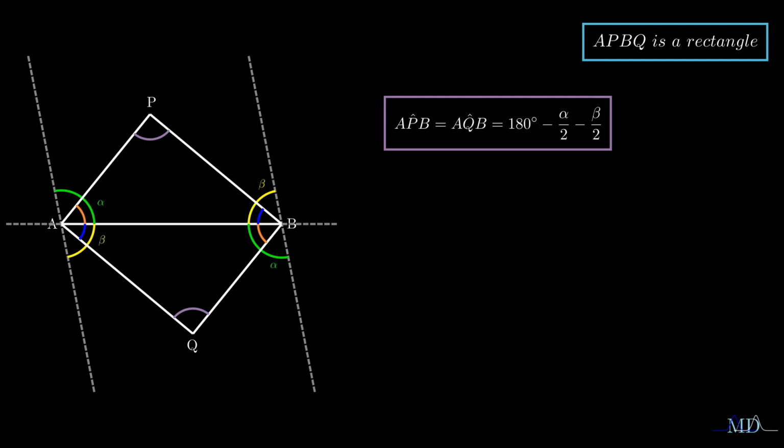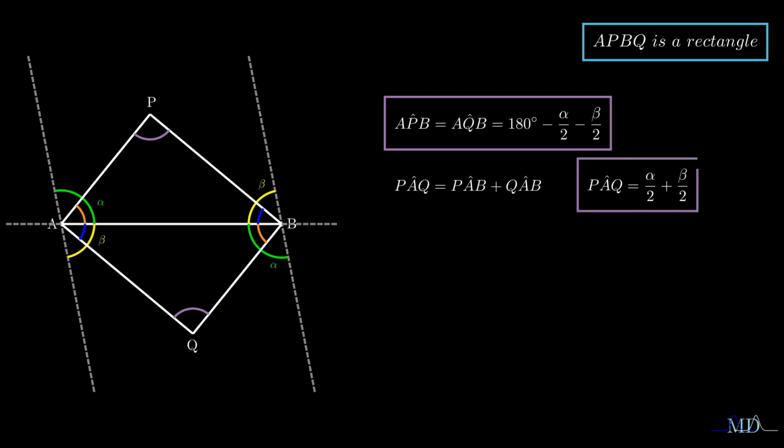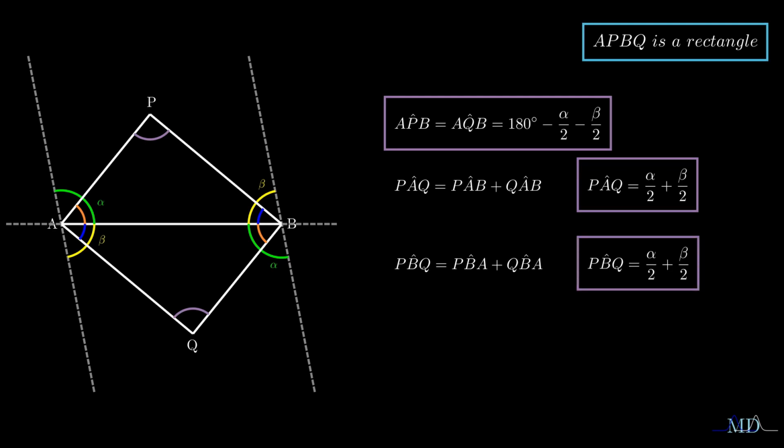If we can prove that even the other two opposite angles are congruent, we can state that the quadrilateral is a parallelogram. We start with the angle PAQ. That is equal to the sum of PAB, orange in figure, and QAB, blue in figure. Therefore it is equal to 1/2 of alpha plus 1/2 of beta. But we can immediately see that even PBQ is equal to 1/2 of alpha plus 1/2 of beta.